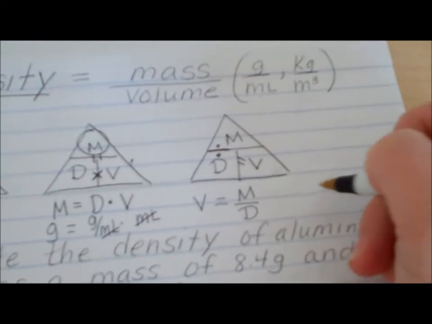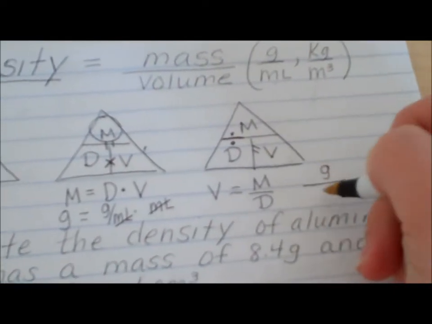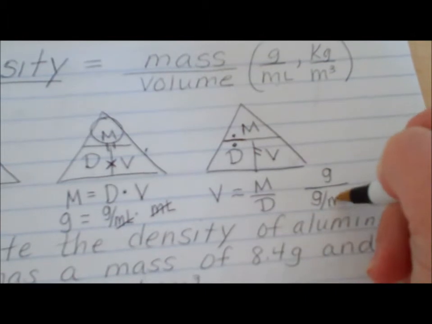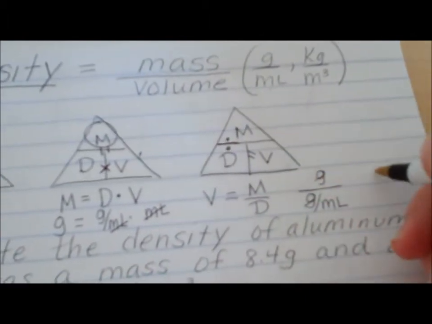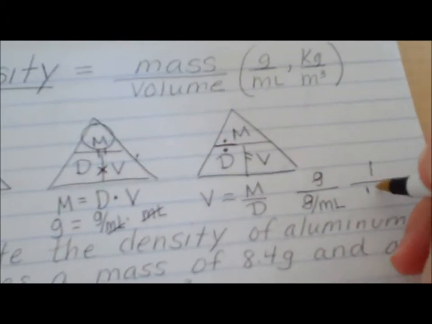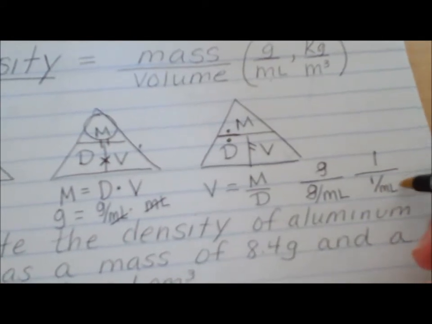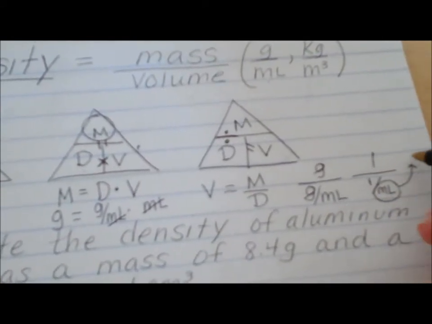Let's try it out with our units. So that means we're going to have grams over grams per milliliter. Our grams cancel out, and it's the same thing as saying 1 over 1 milliliter, which means it goes to the top.